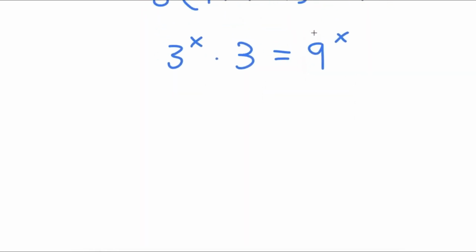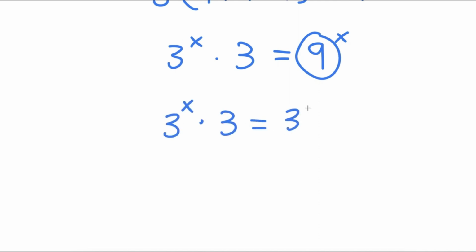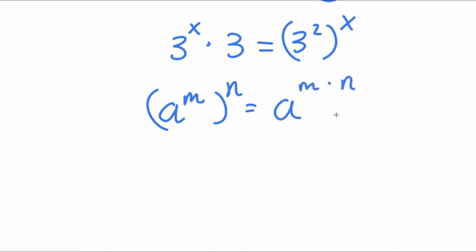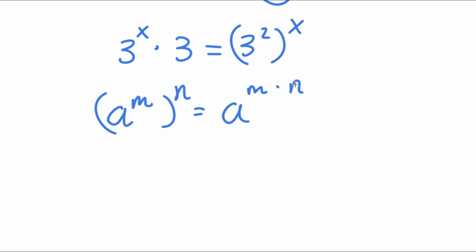Now, 9 here is the same thing as 3 squared. So now I have 3 to the power of x times 3 is equal to 3 squared to the power of x. And if I have something in the form a to the power of m to the power of n, this is the same thing as a to the power of m times n. And m and n, well, I can change the place of these two. So this is the same thing as a to the power of n times m.